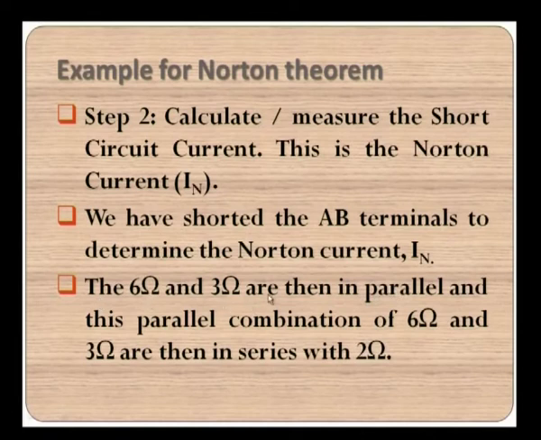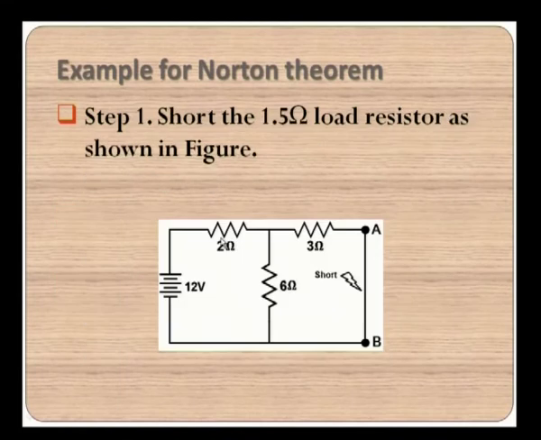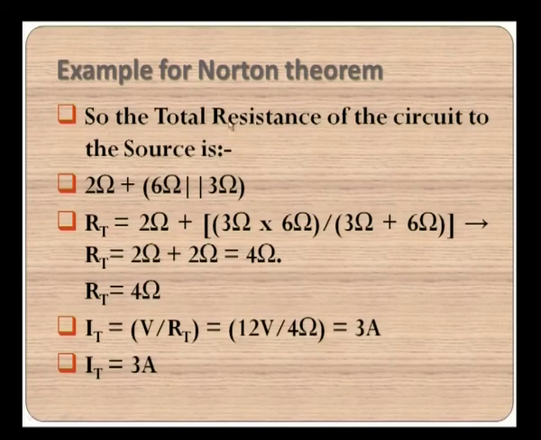The 6 ohm and 3 ohm resistors are then in parallel, and this parallel combination of 6 ohm and 3 ohm is then in series with a 2 ohm resistor like this. See, when we look at this, these two are in series connection and this is in parallel with the 3 ohm, and this is how we have to approach this problem. So, the total resistance of the circuit is the 2 ohm resistor in series with a parallel combination of 6 and 3.